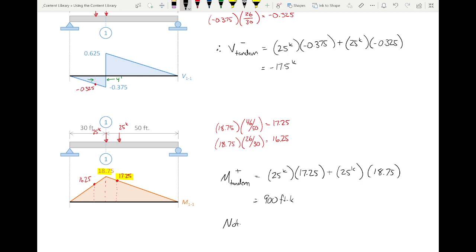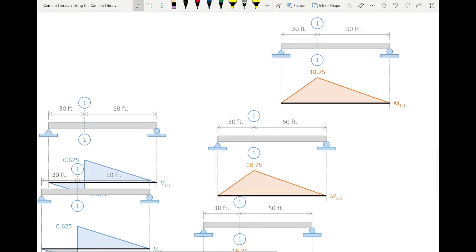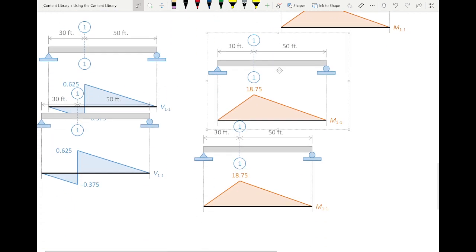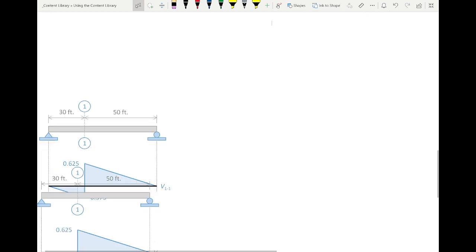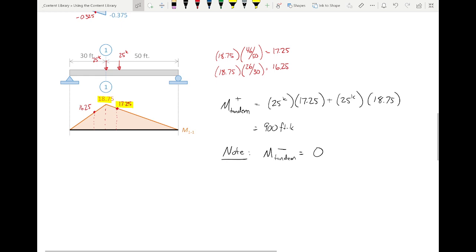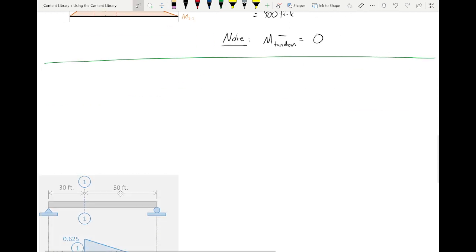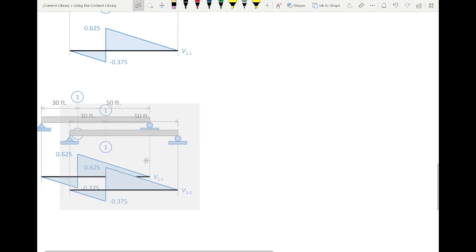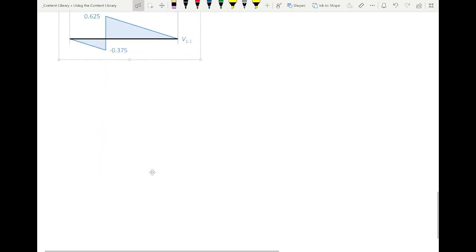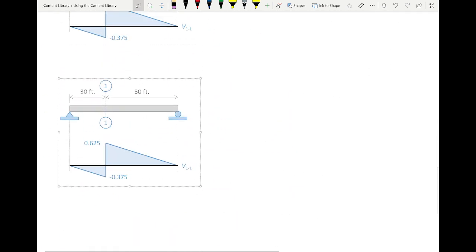And note, what is M tandem negative going to be? Zero. So this is 900, and that's zero. So let me get rid of this craziness because I got a lot of extra lines here. Let me bring some order to chaos here. So now we're going to do the design truck. So we're going to need that. Going to need that. And we're going to need, I deleted one too many. Hold on.